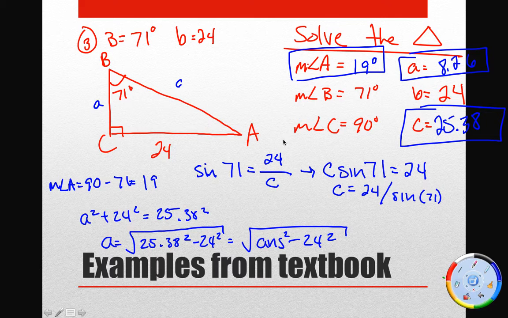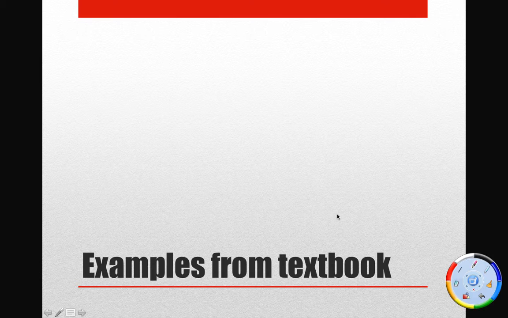In every triangle, there are 6 pieces: 3 angles and 3 sides. You might remember this from geometry. You have to be given 3 pieces in order to solve for the other 3. It's just necessary. So that's a straightforward one, but this is the process we're going to be using in the real world problems as well. So let's try number 20.